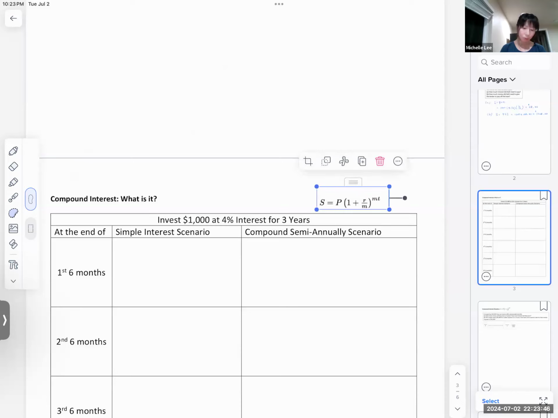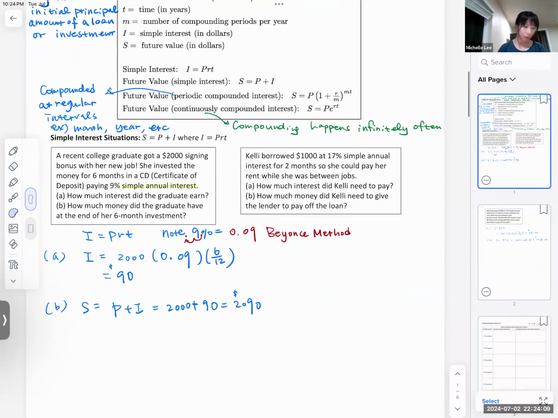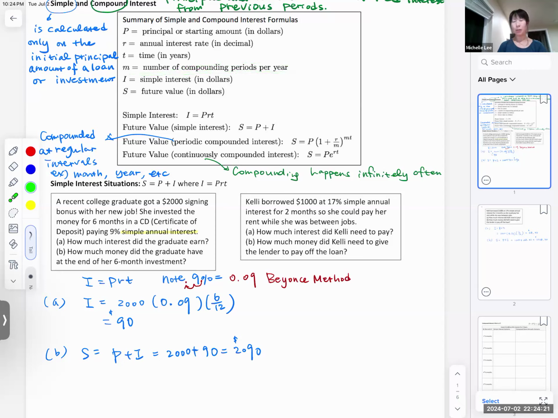So here, P is the initial amount, the principal, R is the rate in decimal, M is the number of compounding periods per year, and T is the time in years. The M is the number of compounding periods per year. So they say 6 months compounding, 12 months compounding, like that, okay?